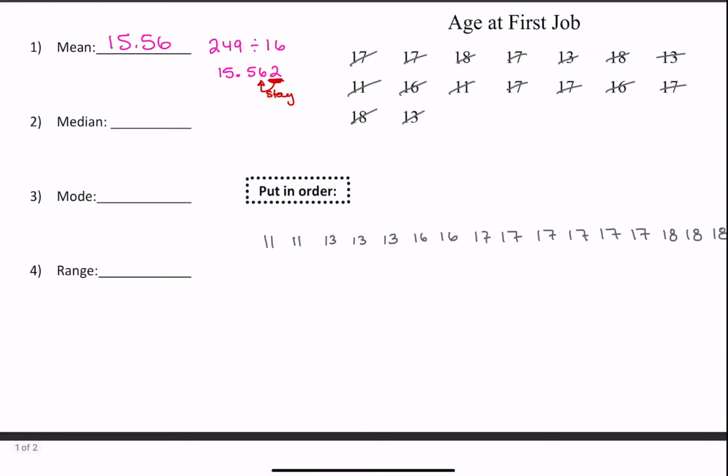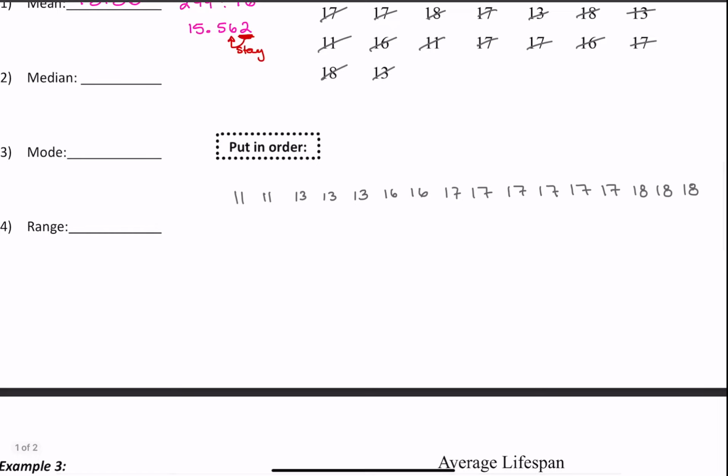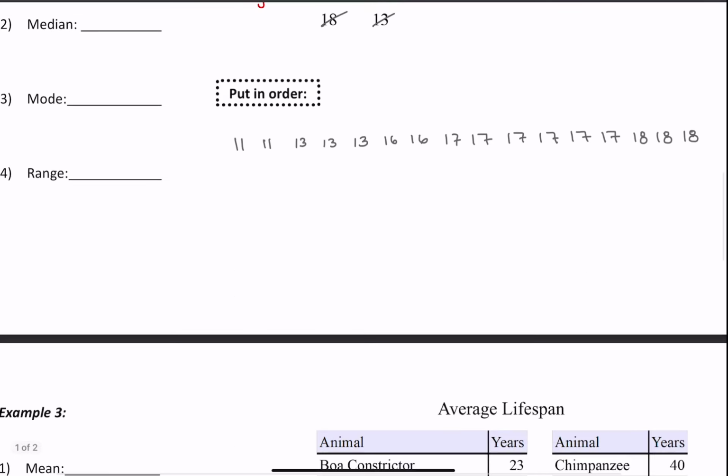All right. Now, we know we have 16 data points. So we have an even number. So that means I have to divide 16 in half. So half of 16 is 8. So let's count that out. And we did median in purple. So we have 1, 2, 3, 4, 5, 6, 7, 8.